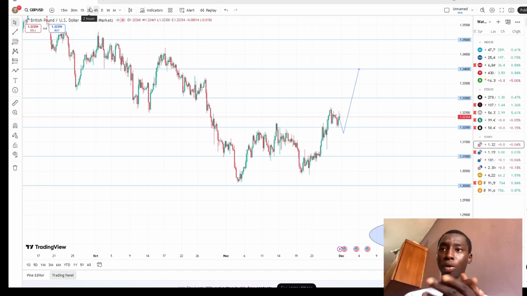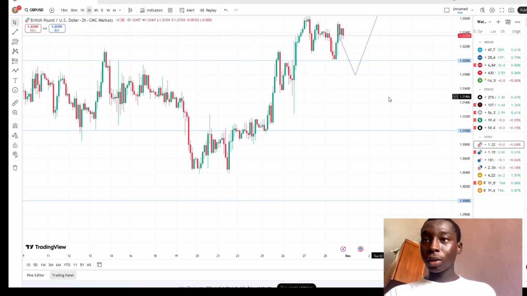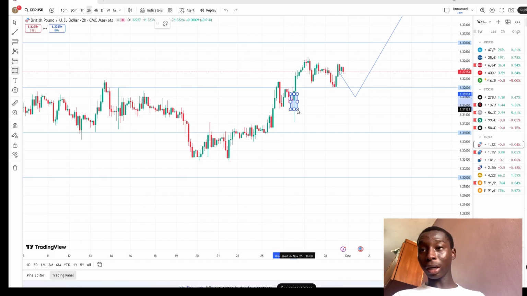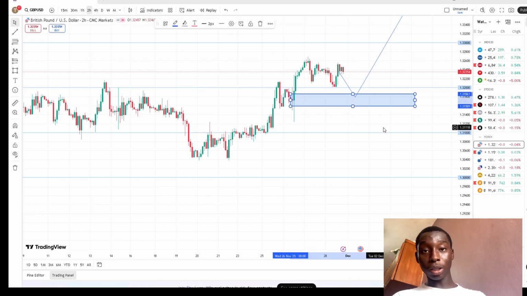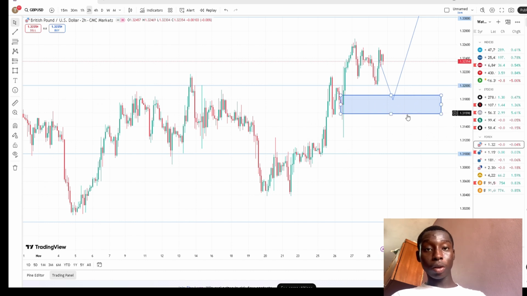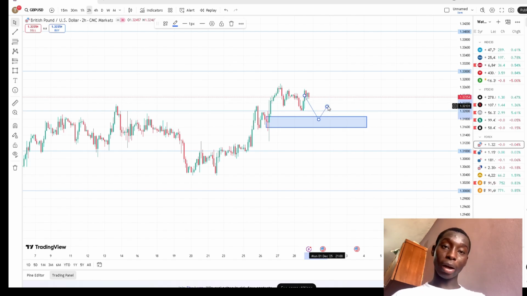So let's zoom further and see whether what I'm saying is right. Okay, so I'm going to draw where I'm expecting price to come, and I'll take my trade from. I'm expecting price to come towards this zone here. So I'm entering from here. If price comes here, then decides to make a rejection here, then I'll enter for a buy.